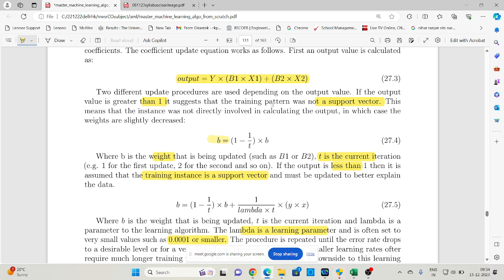Now, whenever such a value is greater than 1, you can use this formula for updates: b = (1 - 1/t) * b, where b is a weight that is being updated for b1, b2, and t is the current iteration.